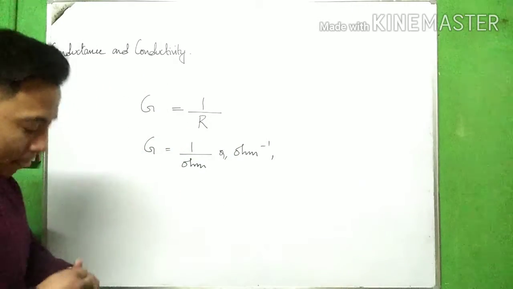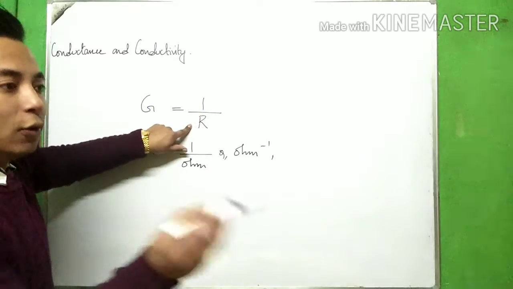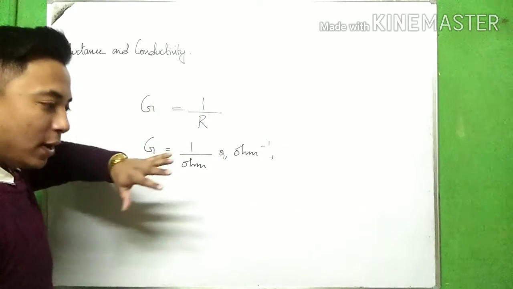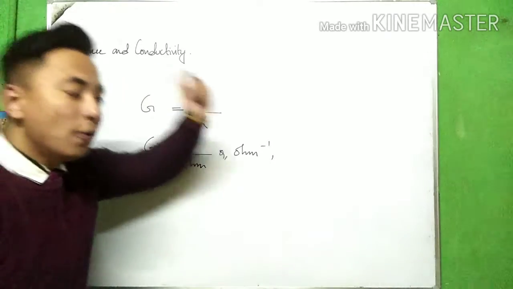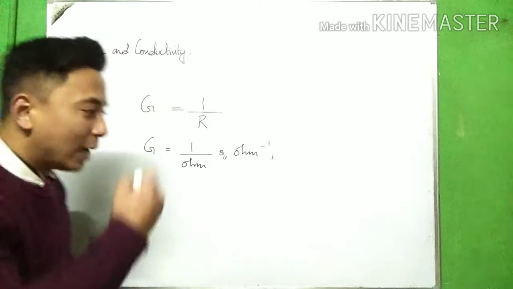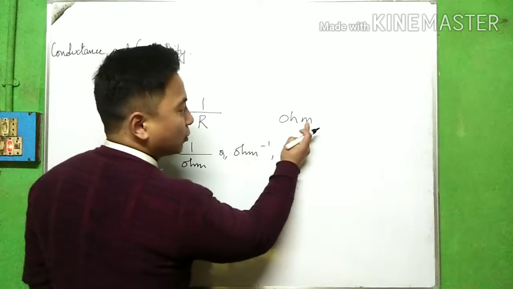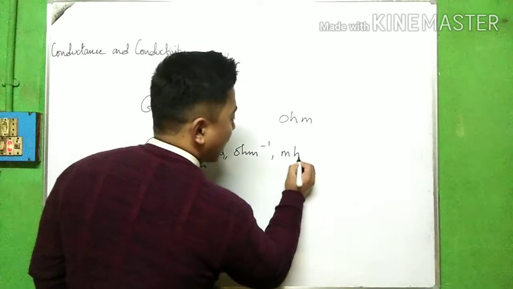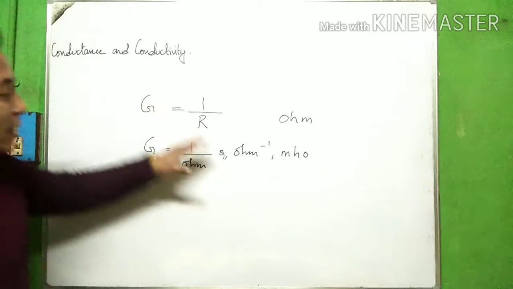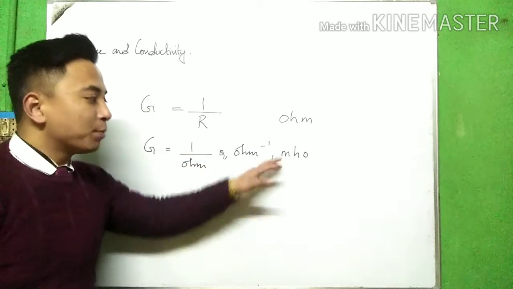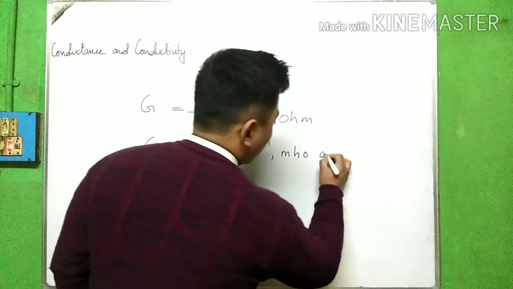Keep this in mind. Conductance is defined as the reciprocal of resistance. So in unit format, conductance is the reciprocal of ohm. The reverse of ohm is written as MHO, which is why it is called mho. Therefore the unit of conductance can be written as 1 upon ohm, or ohm to the power minus 1, mho, reciprocal of ohm, or Siemens.